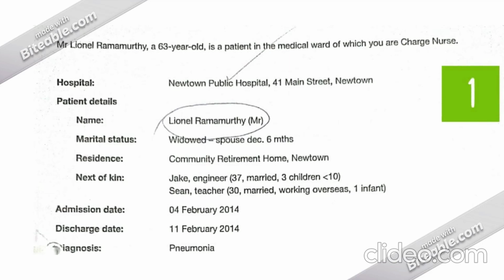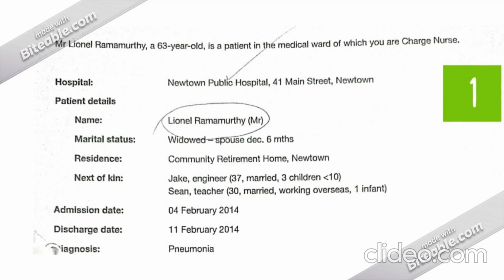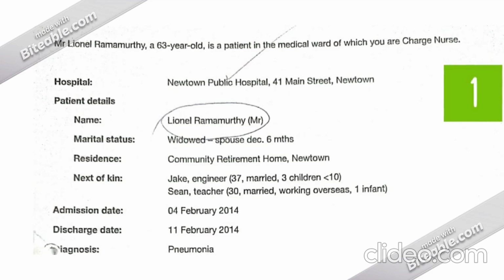Mr. Lionel Ramamurthy, a 63 year old, is a patient in the medical ward of which you are charge nurse. Hospital: Newtown Public Hospital, 41 Main Street, Newtown. Patient details: name Lionel Ramamurthy, marital status widowed, spouse died 6 months ago. Residence: Community Retirement Home, Newtown. Next of kin: Jake, engineer, and his relevant data; Cian, teacher, her relevant data. Admission date 4 February 2014, discharge date 11 February 2014, diagnosis pneumonia.